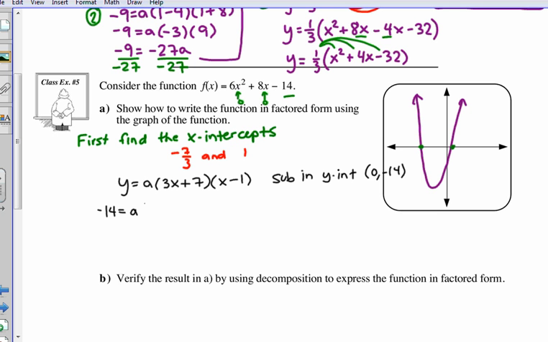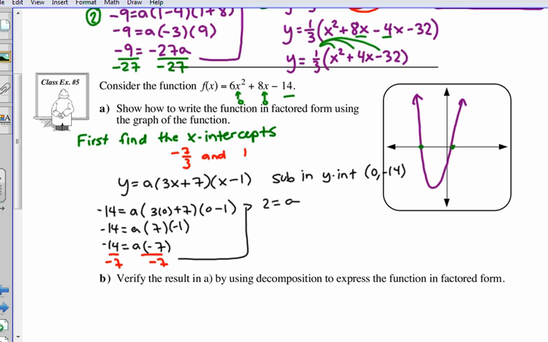-14 is equal to a times 3 times 0 plus 7 times 0 minus 1. So -14 equals a times 3 times 0 is 0. 0 plus 7 is 7. 0 minus 1 is -1. So we have negative 14 is equal to a times 7 times negative 1 is negative 7. And then last we divide both sides by negative 7. So a is 2. So now we know our equation, right? Our equation is y is equal, in factored form, 2 times 3x plus 7 times x minus 1. There you go. There's our equation in factored form.